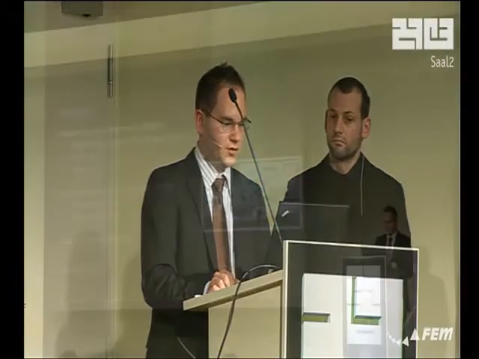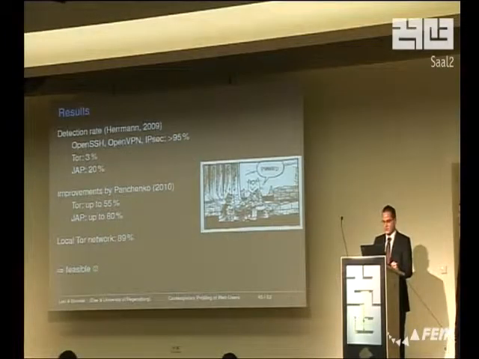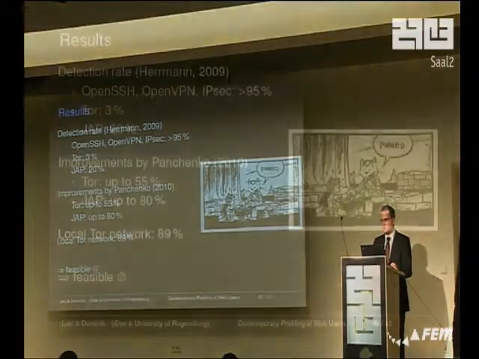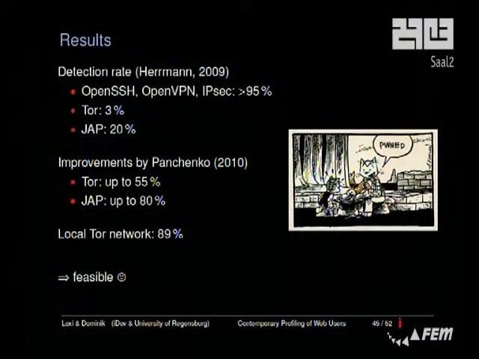So we started out in 2009 with that. And for single hop proxies like OpenSSH tunnels, OpenVPN, and so on, this works really well. Like 95% of those 775 websites could be identified. For Tor, it didn't work too well.